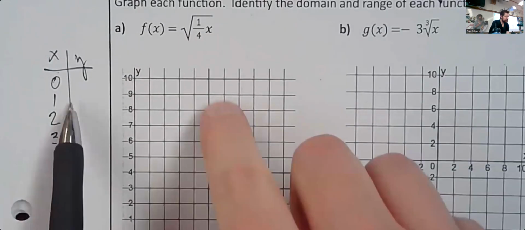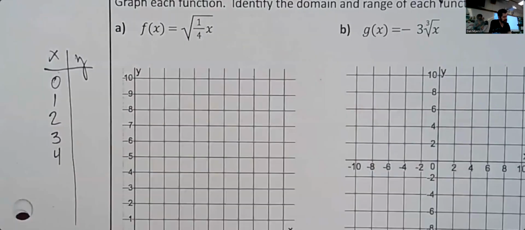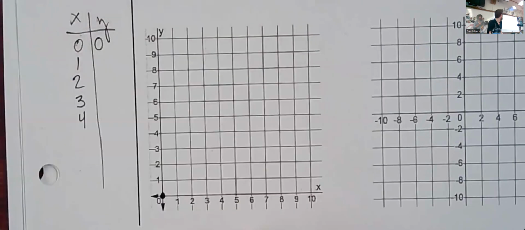So let's see. Underneath the radicand, 1/4 times 0 is 0. The square root of 0 is 0. All right, so we got the point 0, 0. So on your graph, locate 0, 0.